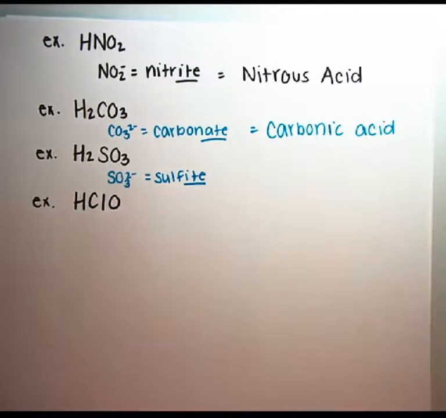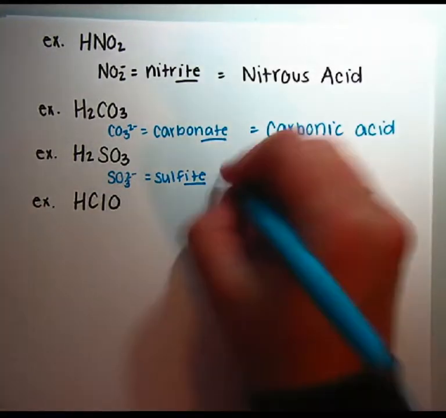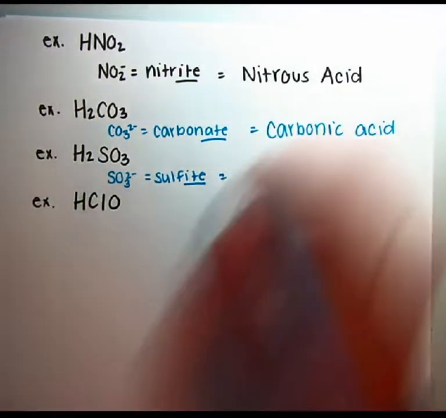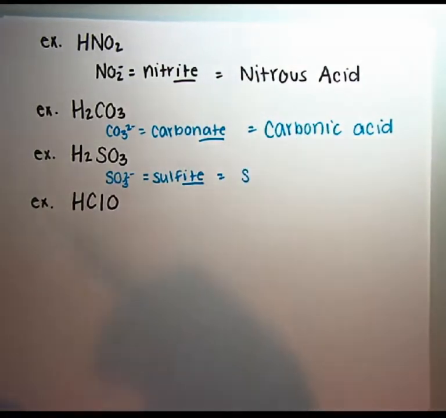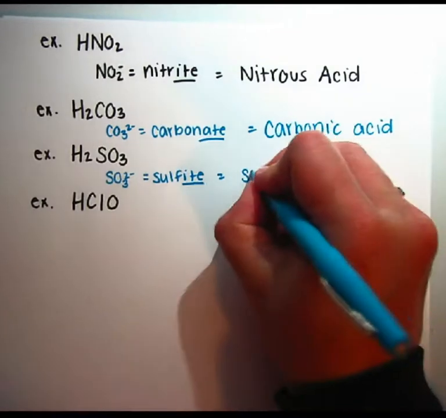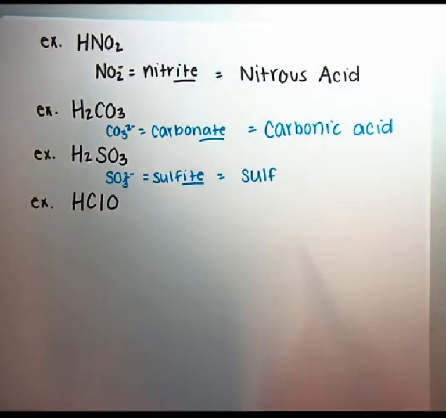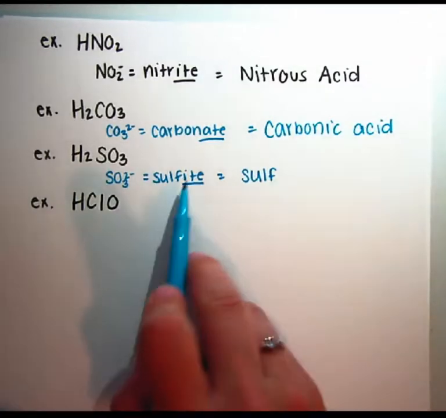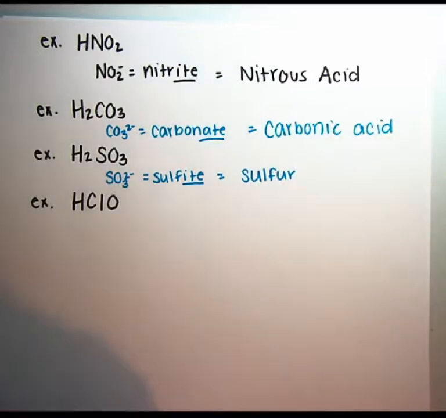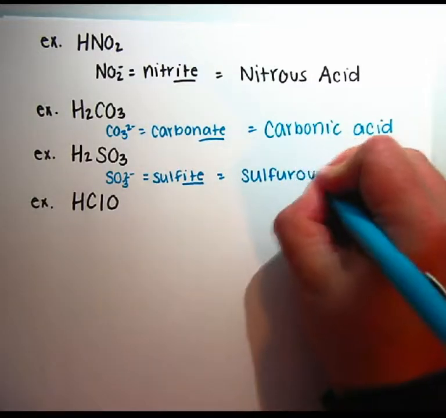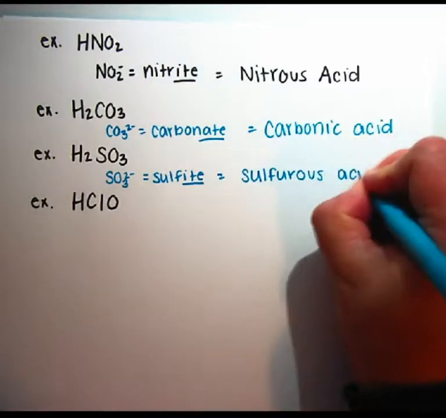So now the polyatomic ion has a different ending. Anytime it ends in ITE, we're going to change it to OUS. This one is a little different because we don't drop any letters, we actually add letters. So I drop the ITE, and I'm going to add a UR, and this becomes sulfurous acid.